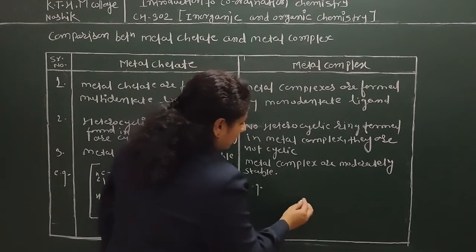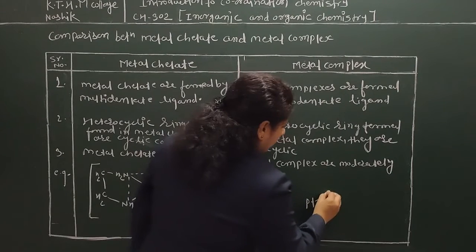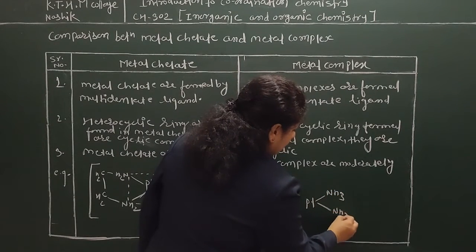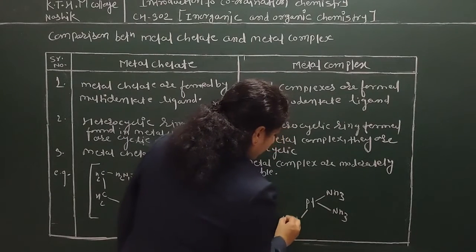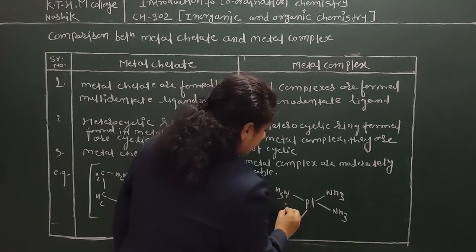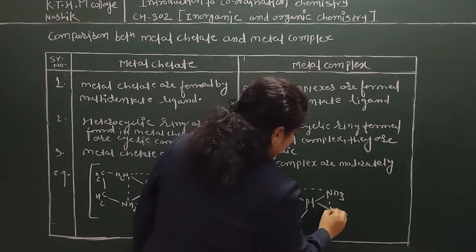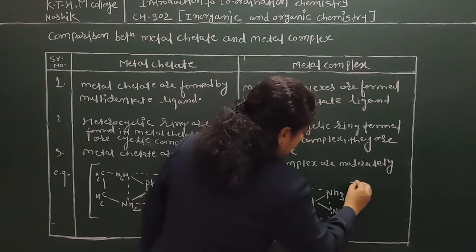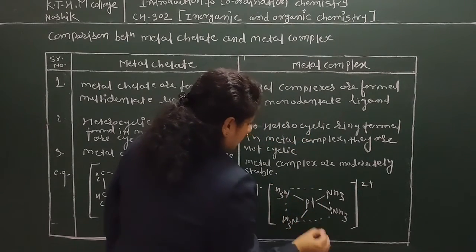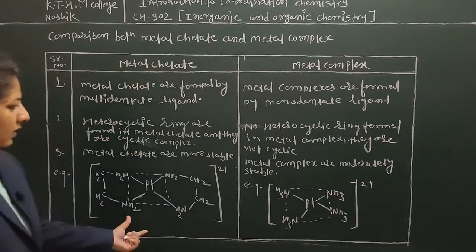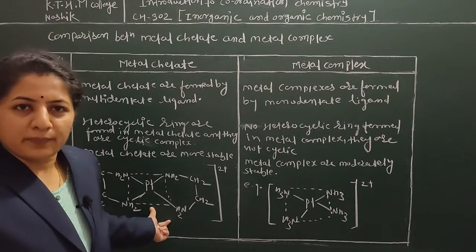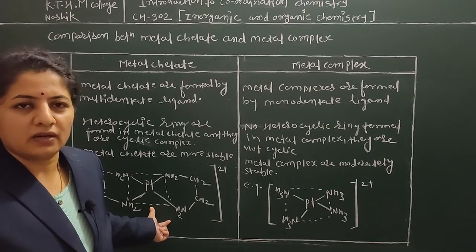Now here in the metal complex there is a simple monodentate ligand, that is ammonia, which forms a complex with the platinum, and it has a simple structure. There is no ring in this platinum complex. So these are the differences, or the comparison, between the metal chelate and the metal complex.